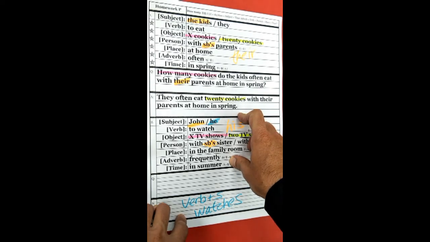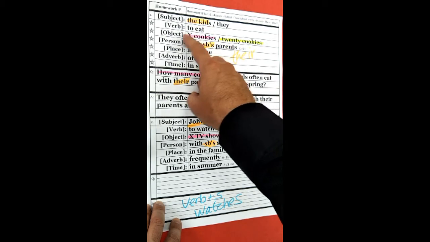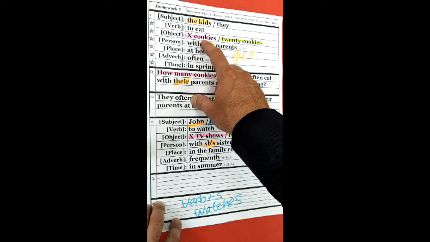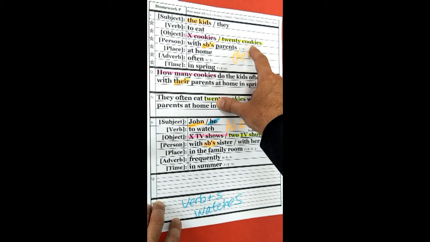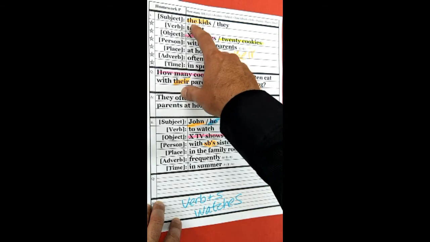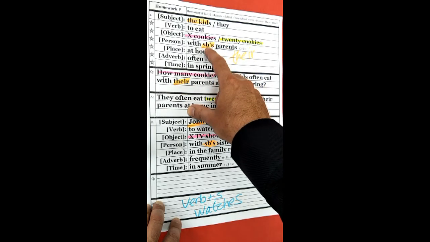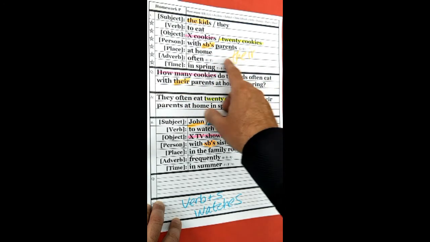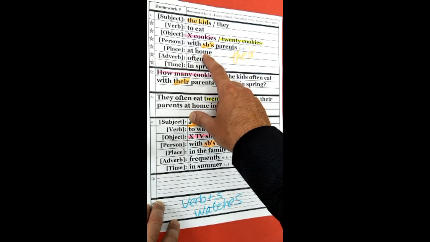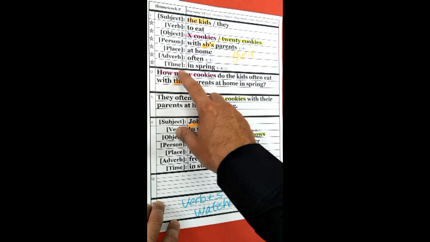All right, let's look at number 1. Subject, the kids, they. Verb, to eat. Object, X cookies. Answer, 20 cookies. Person, with somebody's parents. Well, look at here, the kids, many kids, so this somebody's is there. So, person, with their parents. Place, at home. Adverb, often. Time, in spring.